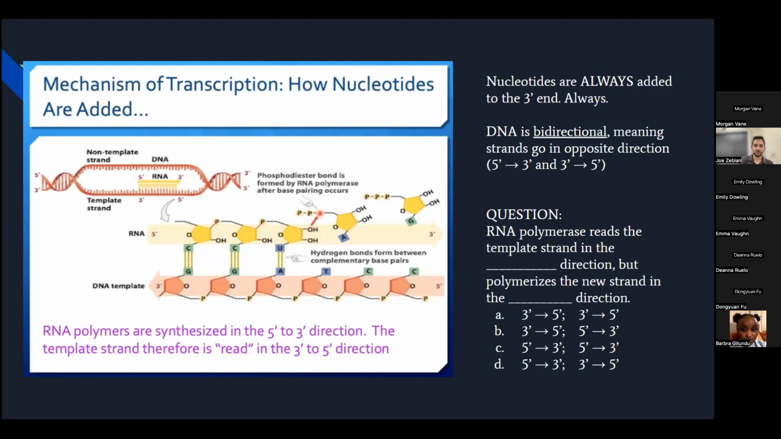So the correct answer is that RNA polymerase reads the template strand in the 3' to 5' direction, but polymerizes the new strand in the 5' to 3' direction. This is a very, very important distinction. I cannot stress that enough. Super important that you know this.